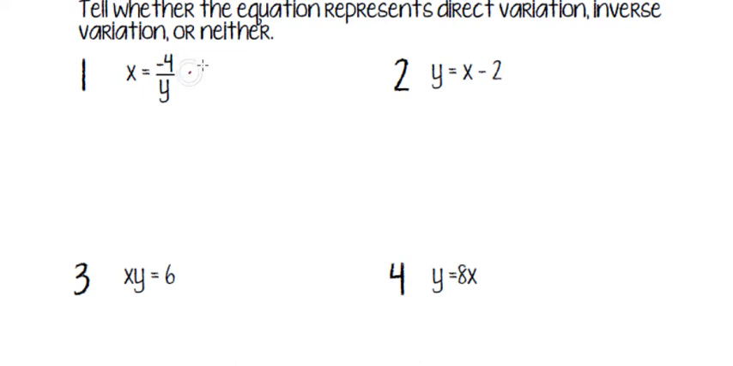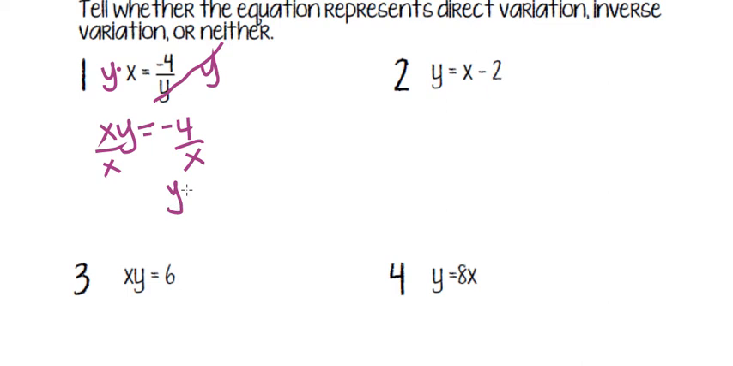So the first thing I'm going to do is isolate. I'm going to at least get y out of the denominator of that fraction by multiplying both sides by y. So here my y's are going to cancel out, and I get that y is equal to -4. So now I can divide by x here. So I get y is equal to -4 over x, and that is in the form of inverse variation.